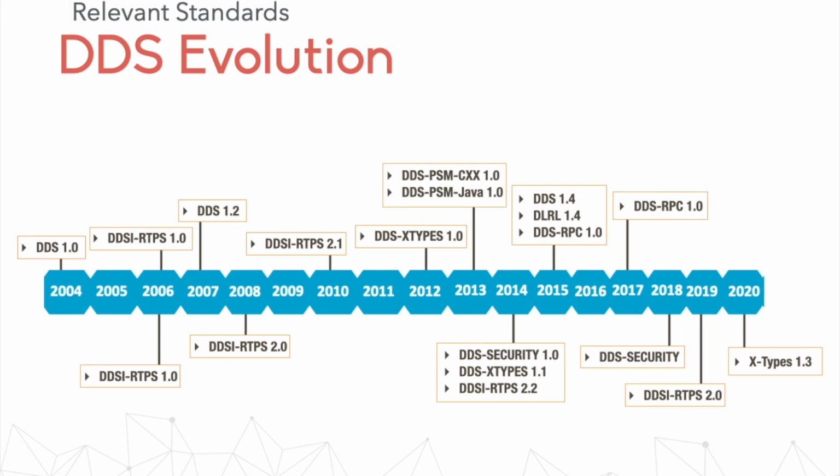2007 saw a revision of the DDS specification, and then between 2008 and 2010, there were some major revisions of the DDS wire protocol, landing in 2010 on version 2.1, which I would say is roughly the major version that has been there for the past 10 years.